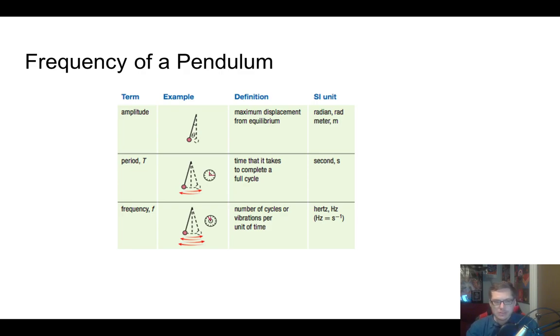Alright gang, here we go. This is for Physics, Unit 7. We're finishing up Part 1 here. We're going to talk about different ways to measure the motion, or simple harmonic motion.